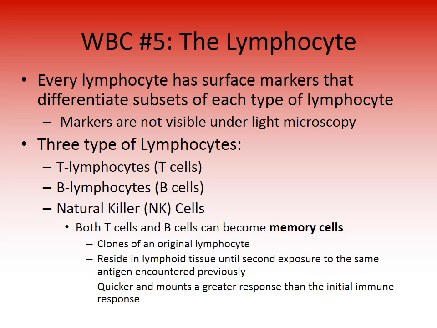You have T lymphocytes, which are referred to as T cells. You have B lymphocytes, which are referred to as B cells. And then you have your natural killers, or NK cells. Both the T cells and the B cells can become memory cells. So that means clones of the original lymphocytes are made.